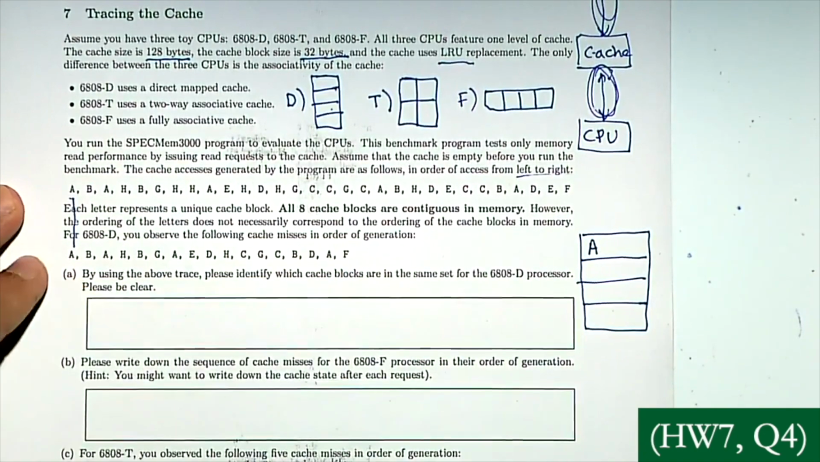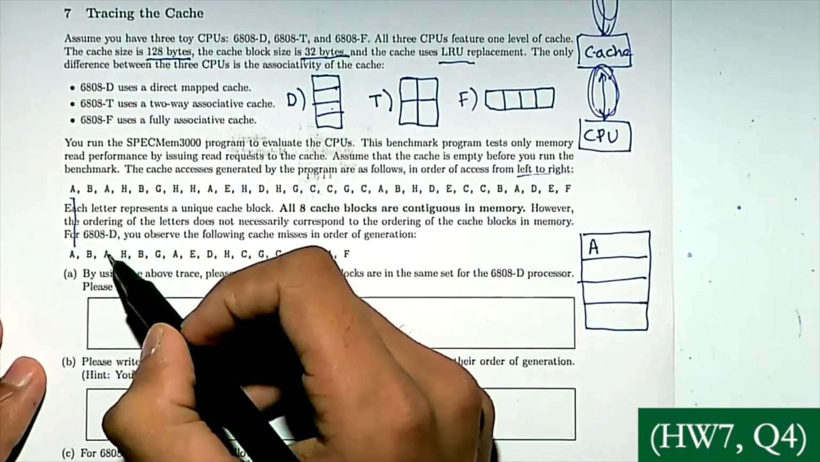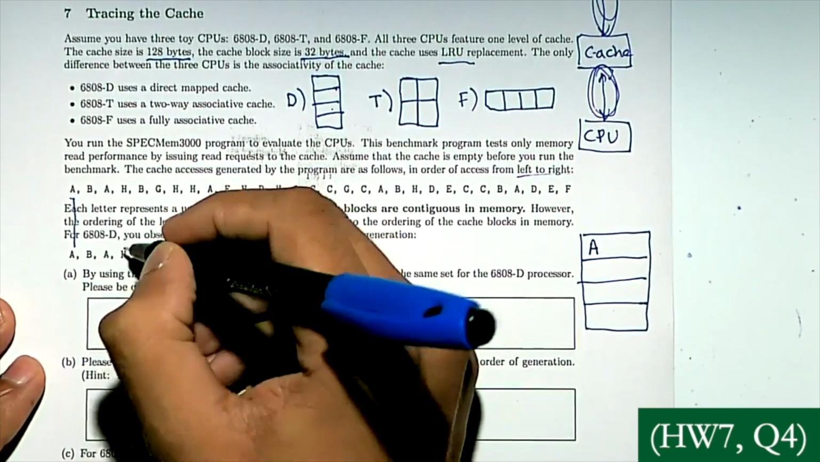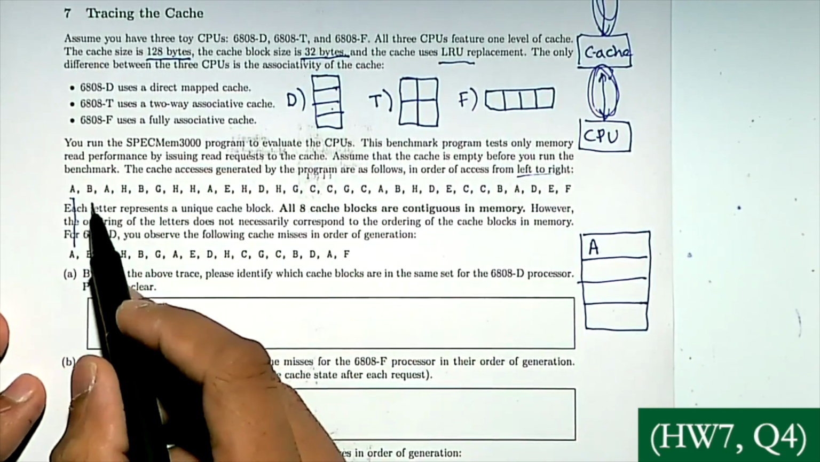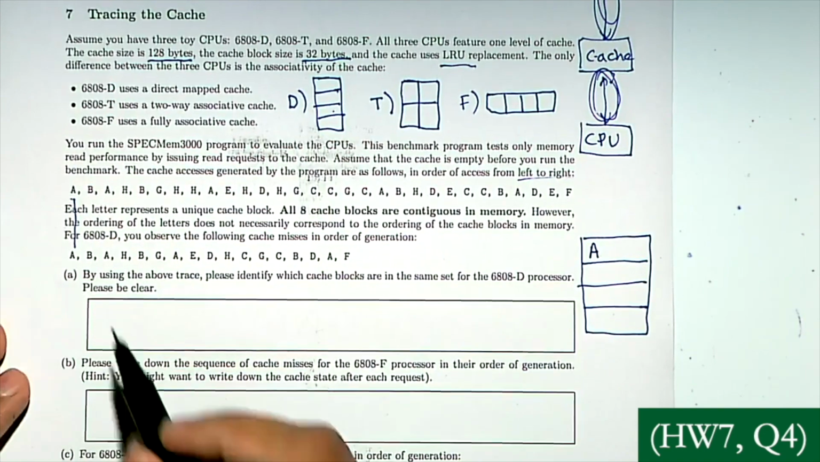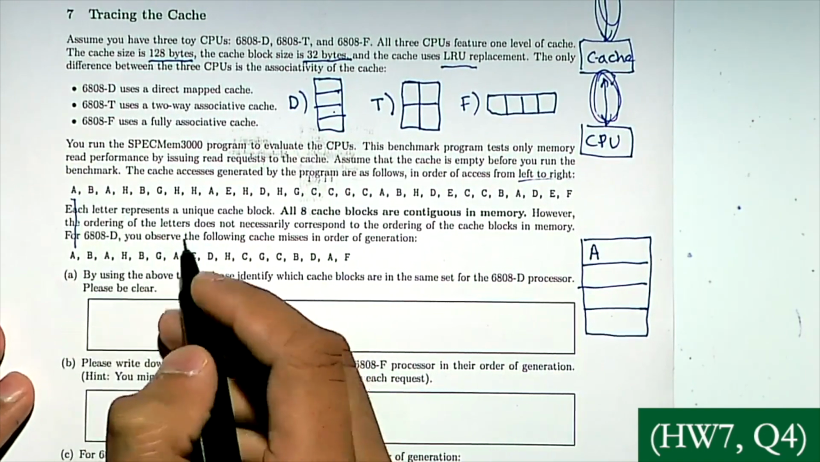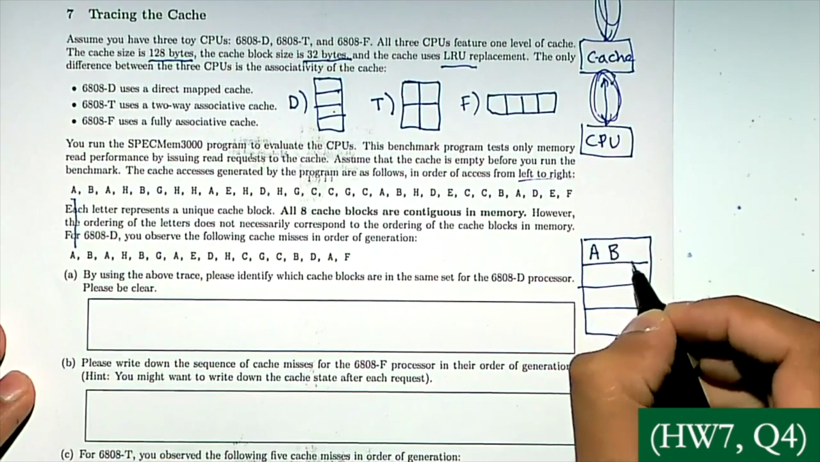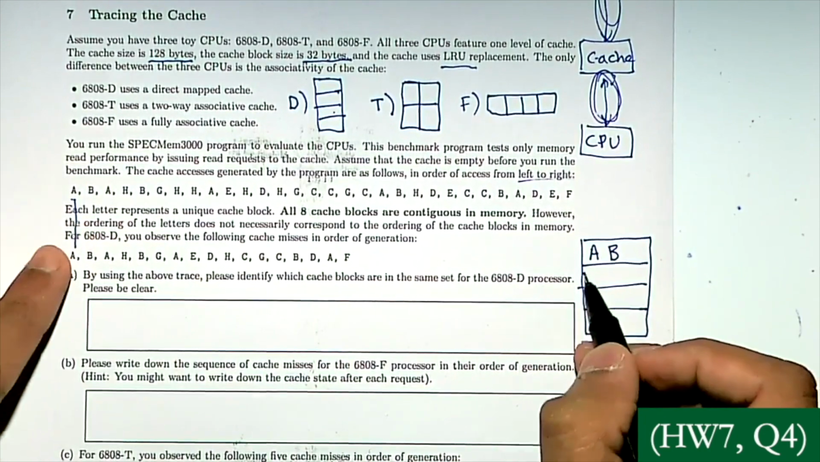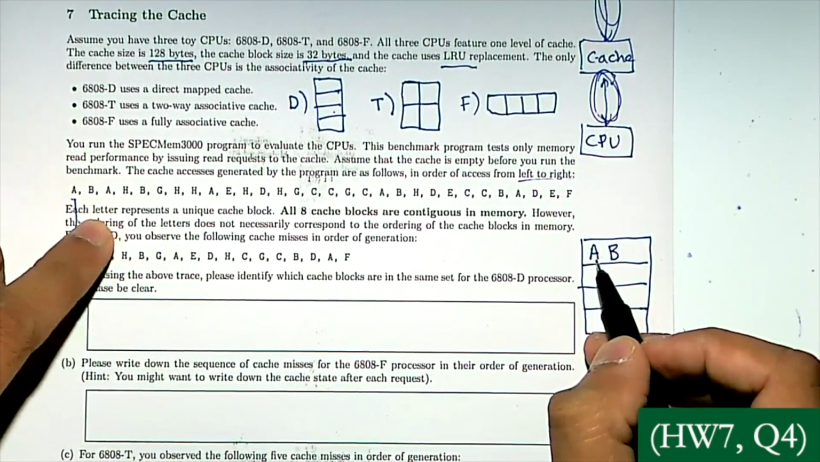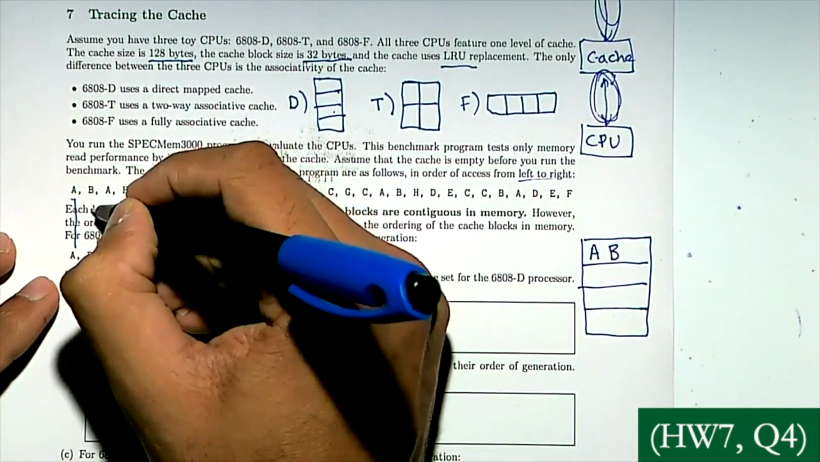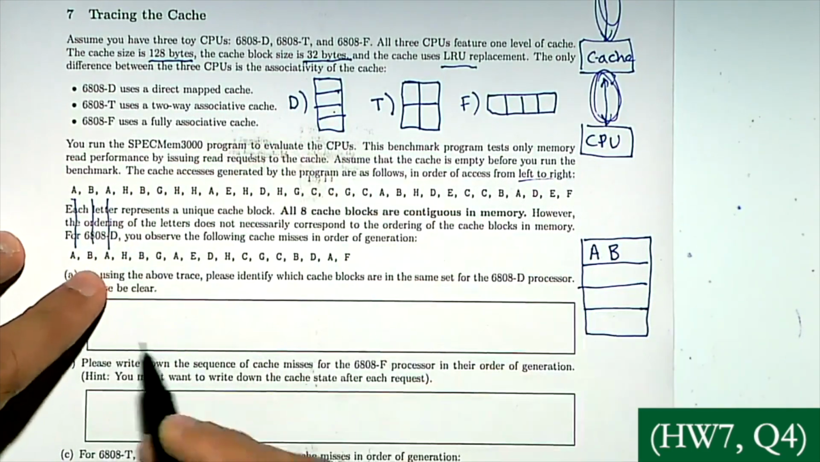Then the program requests A again, and A appears to generate a miss. And so this means that A was kicked out of the cache when B was brought in, because B has been the only thing in between. And so that tells us that A and B have to belong to the same set, because when B was brought in, A was kicked out, and then A comes back in, and A generates another miss. So this sequence of misses comes from these.